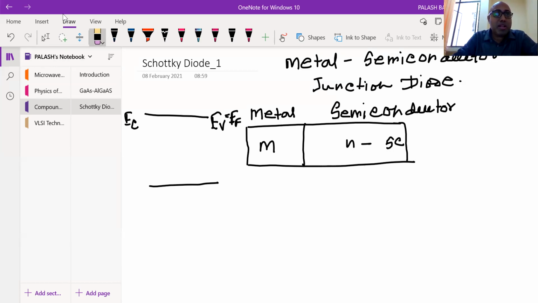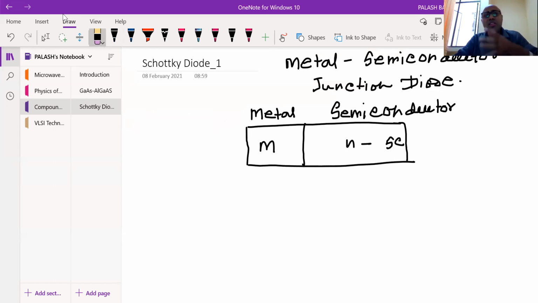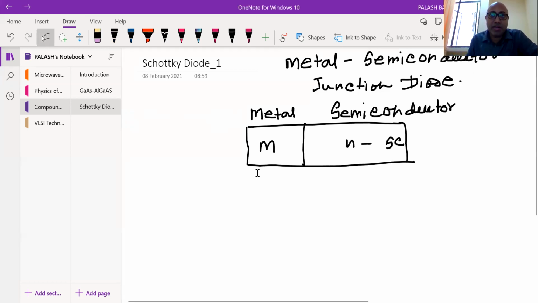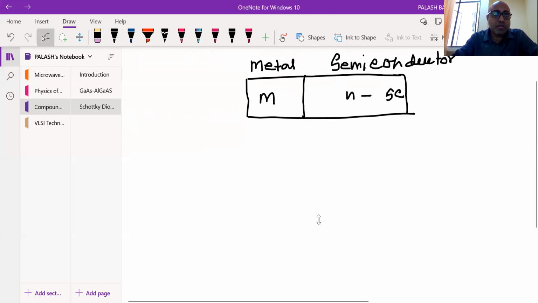Please remember these things, and it is very important, because this is the only way I feel you can remember the metal band diagram, like that of a semiconductor. If you have a good knowledge of semiconductors, you can easily draw the metal band diagram. Let us draw it here, then you will clearly understand.